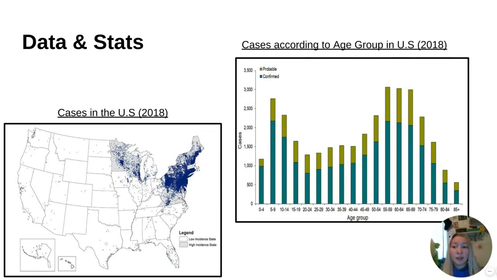Here are some graphs that show some data and statistics. Down on the left is a map of the US, and all of the dots are where Lyme disease cases are shown. As you can see, they're mostly in the northeastern side of the US. Then the bar graph up a little bit and to the right shows the ages of the cases, and these are both in 2018. As you can see, the most common are around 5 to 9 and 55 to 59, it looks like. Blue means they're confirmed and green means probable, so they're not actually for sure about the green. It's just a probability.